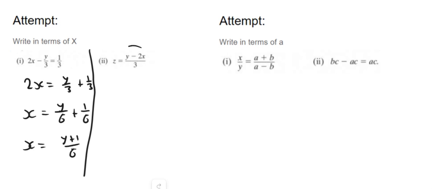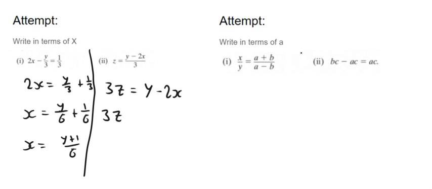This one here, I need to remove the fraction there first, so that's the biggest issue here. If I bring the 3 over to the other side and multiply it, I get 3z is equal to y minus 2x. Now it looks a lot easier. I have a minus 2x here. I have a few possible ways of doing it again. I could bring the minus 2x over to the left hand side, and it would make it positive and maybe a bit easier to deal with. Or I could just move the y across. That's what I'm going to do.